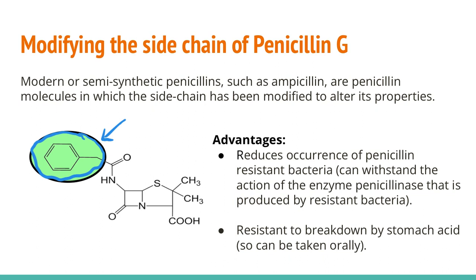So modern or semi-synthetic penicillins, such as ampicillin, are penicillin molecules where the side chain has been altered to modify its properties. Advantages are that it reduces the occurrence of penicillin-resistant bacteria, and it is also more resistant to breakdown by stomach acid, so we can now take it orally. There are lots of different side chains that are available for different types of penicillins.